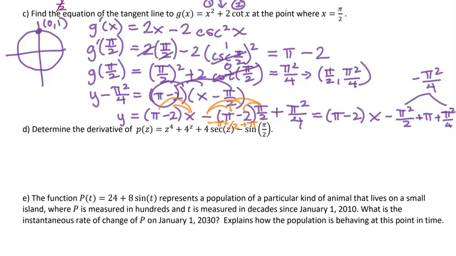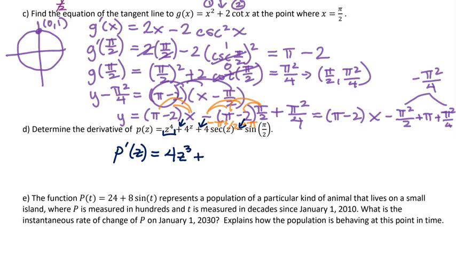We have p of z equals z to the 4th plus 4 to the z plus 4 secant z minus sine of pi over 2. So if I want to apply my shortcuts, the big thing there is the addition, subtraction. So I'm going to look at each piece on its own. The derivative of z to the 4th, that's a power rule. The 4 drops down and it becomes 4z cubed.